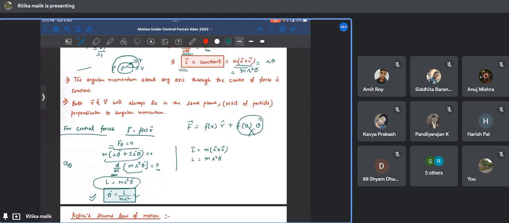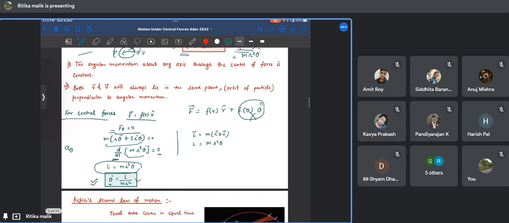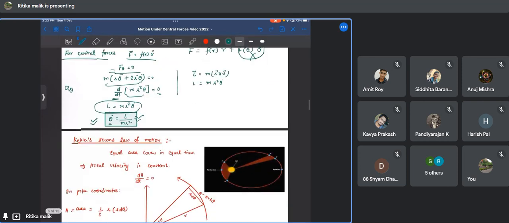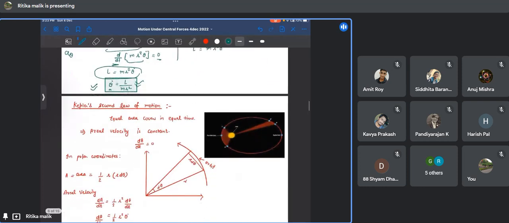Whenever in a problem a situation arises in which you have to write theta dot, you always replace it with L by m r square. So this is an important formula from the GATE perspective. And this is also helpful in explaining Kepler's law of motion.